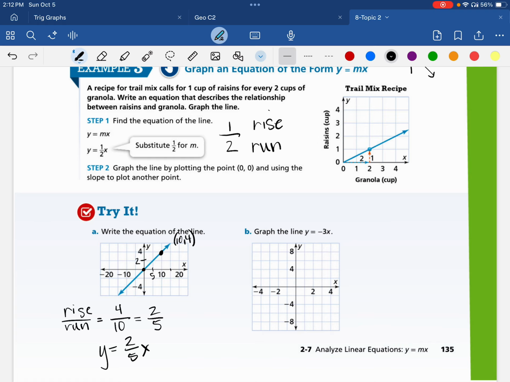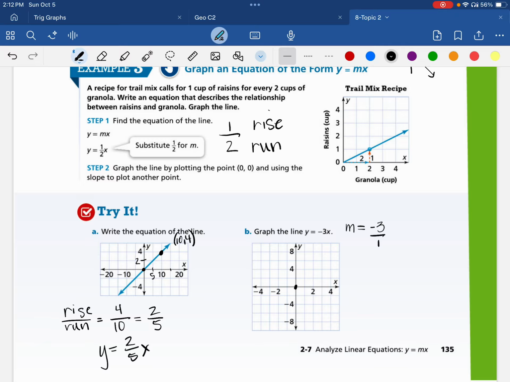For B, when we graph, because these are all proportional relationships, they are all going to start at 0, 0. So we start there with our first point. Then we're going to use our slope to find all the other points that are going to fit on this graph. So your slope of -3, if your slope is an integer, turn it into a fraction by putting it over 1.